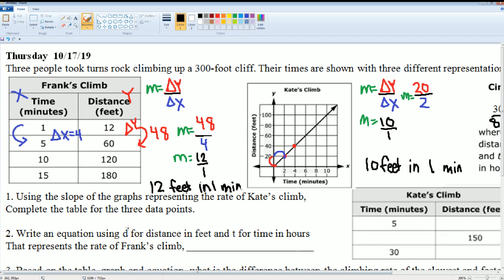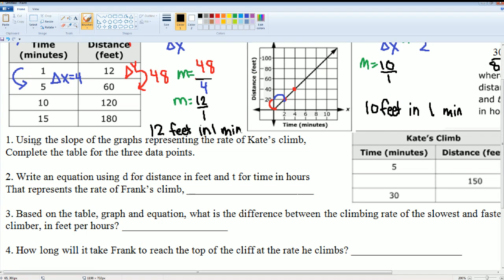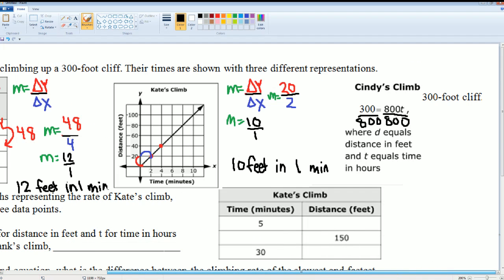Using the slope to reach Katie, we have Katie's data here. It seems like Katie climbs 10 feet in 1 minute. So how do I get 5 minutes? I multiply this by 5. In 1 minute she climbs 10 feet, so in 5 minutes she climbs 50 feet. We multiply this. How do you get to 150? It seems like here they multiplied by 3, so you're going to multiply by 3 here.